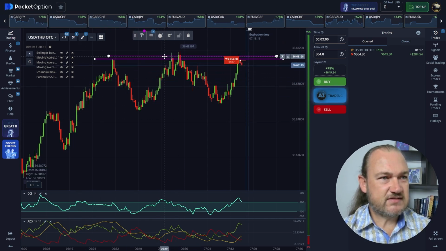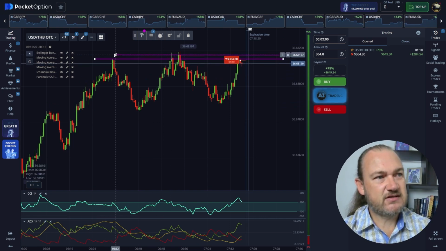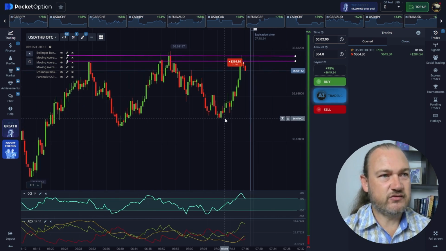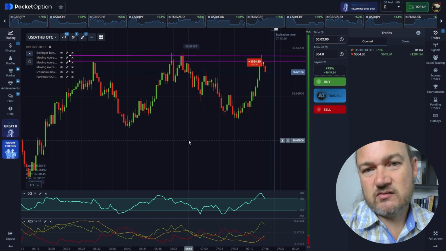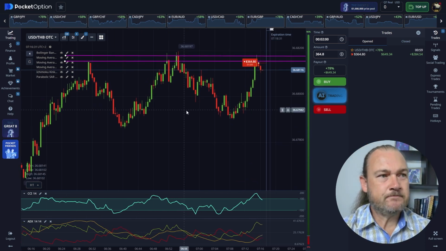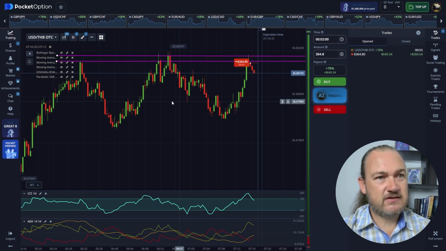Remember, support and resistance levels are almost always an area. It's never just a single price. A lot of people make this mistake and think it's a single value. It's never just a single one-digit value. It's always a small area, the support and resistance. So when I draw support and resistance areas, I draw them like this.